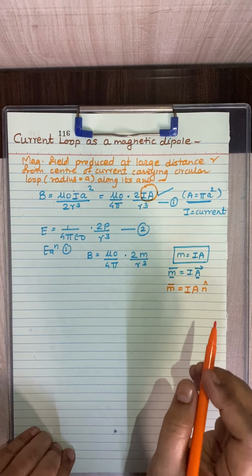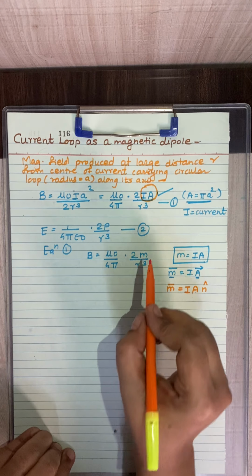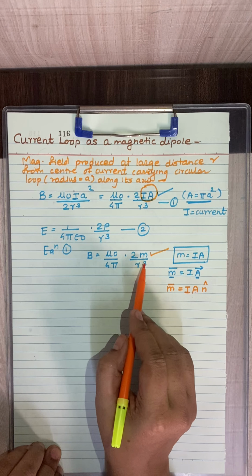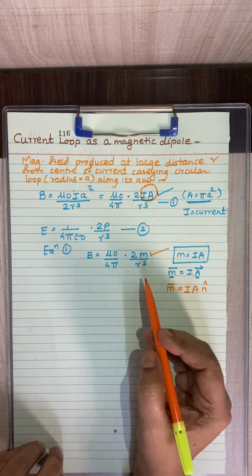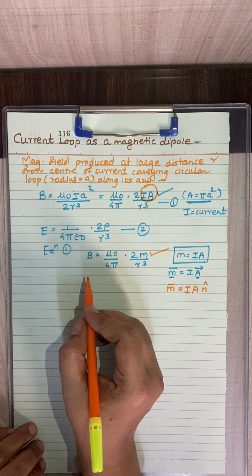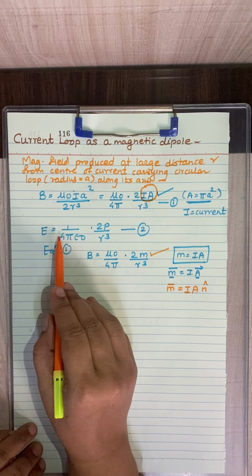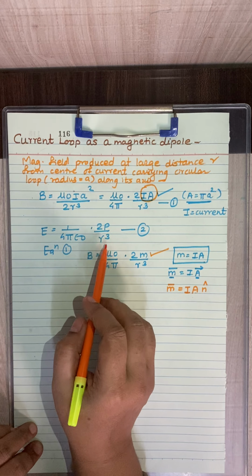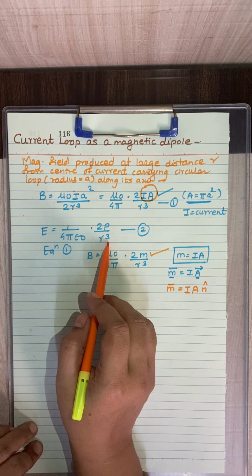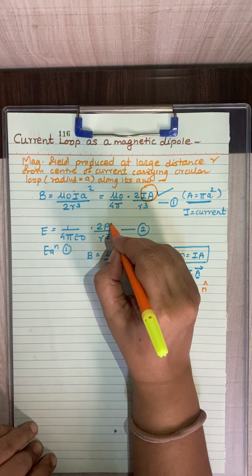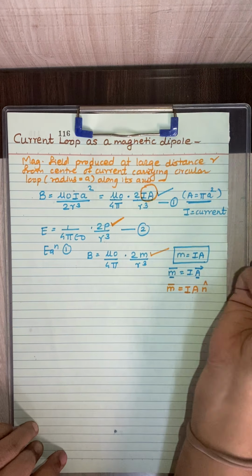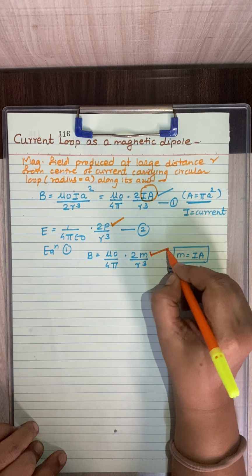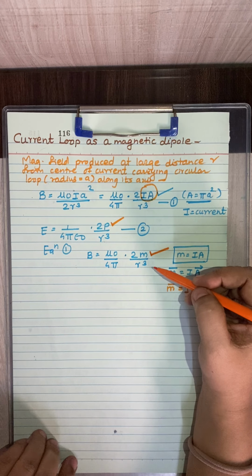Now therefore I can say that the magnitude of the magnetic field now becomes mu naught upon 4 pi 2m upon r cube, isn't it? Now once again come to this point, E is equal to 1 upon 4 pi epsilon naught 2p upon r cube. In this expression P is called a dipole moment, and in the case of equation number 1 we have said that this is called a magnetic moment, isn't it?